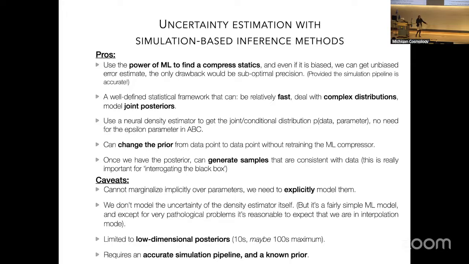Model it and then marginalize. Otherwise, I'm going to be marginalizing over the whole range of the prior, not the specific posterior for the data that it did have. And so that's a pain because I could have a lot of nuisance parameters. And it's also limited to low dimensional posteriors, like tens, hundreds, something like that. So it's really good if you have good compressed statistics and you don't have a lot of nuisance parameters that you need to marginalize over in an amortized way.